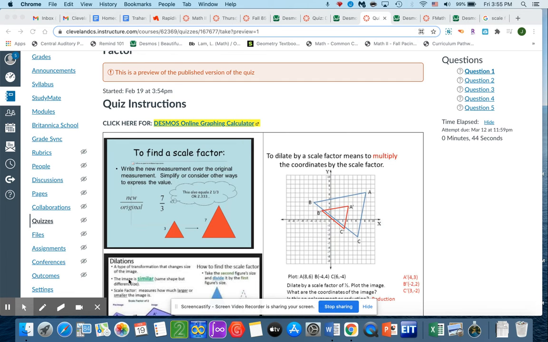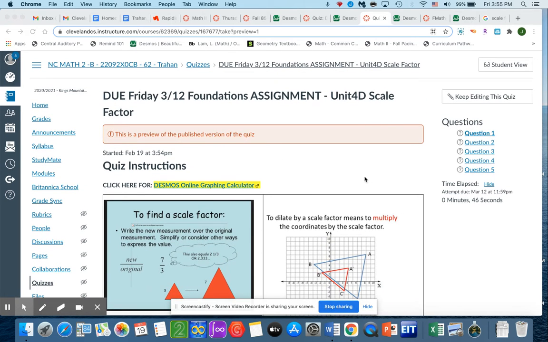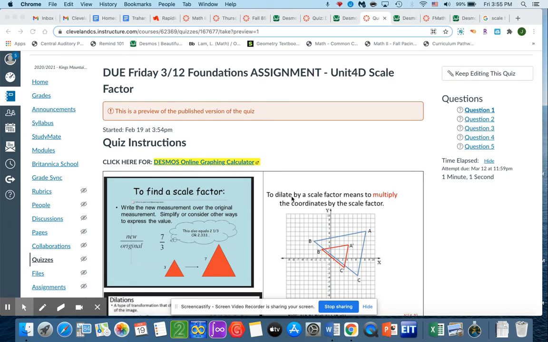All right, we're going to talk about scale factor on this assignment. A scale factor tells you how much larger or smaller one figure is compared to the other figure. Okay, so this goes with our dilation unit we had talked about in transformations.